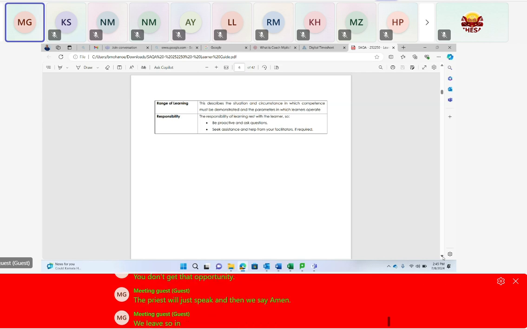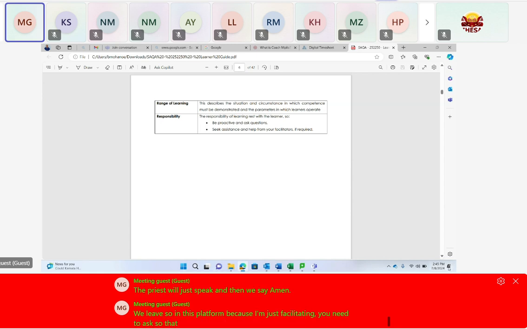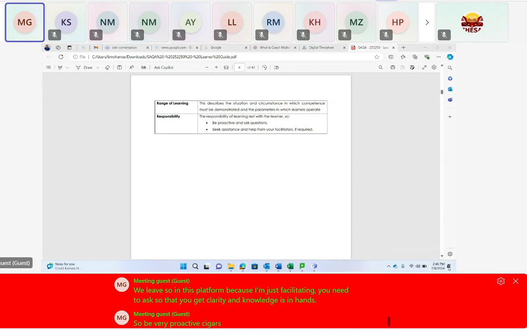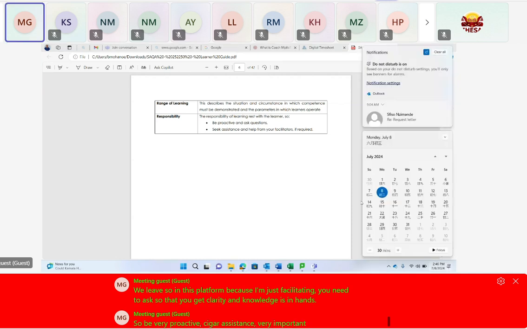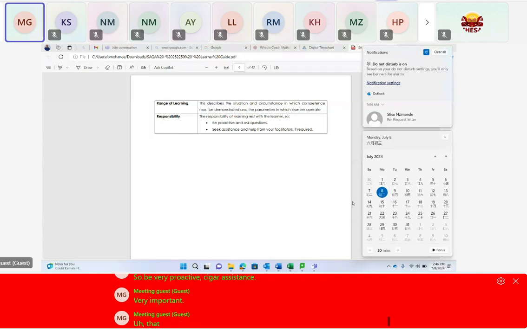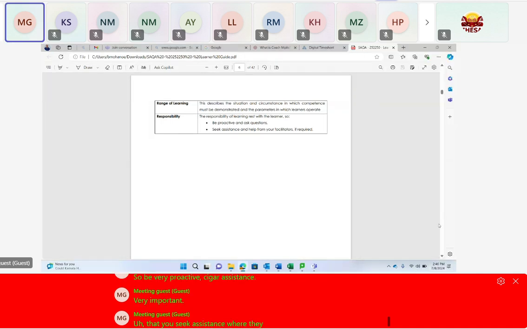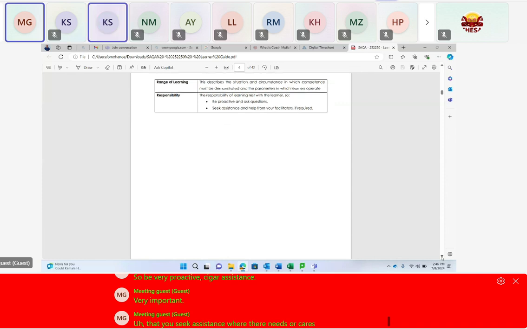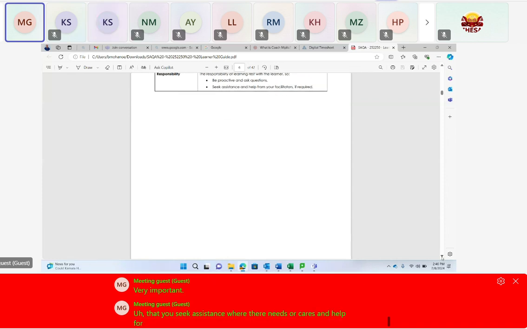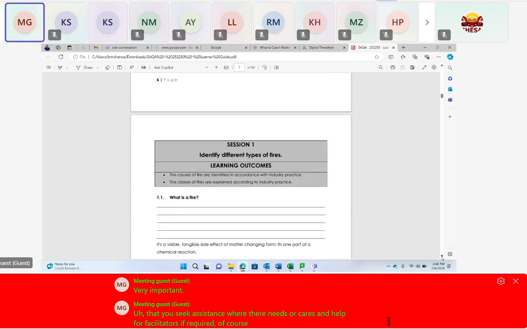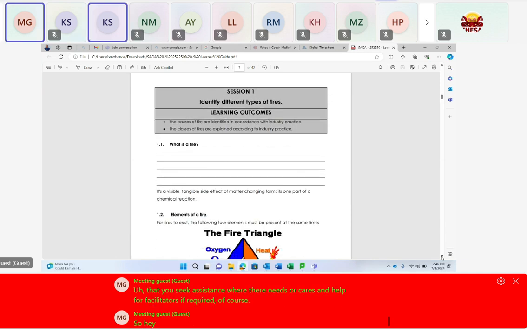So in this platform, because I'm just facilitating, you need to ask so that you get clarity and knowledge is enhanced. So be very proactive. Seek assistance, very important. That you seek assistance where the need occurs, and help from facilitators if required, of course. So had we sat in a classroom physically, this was going to be the first contact.